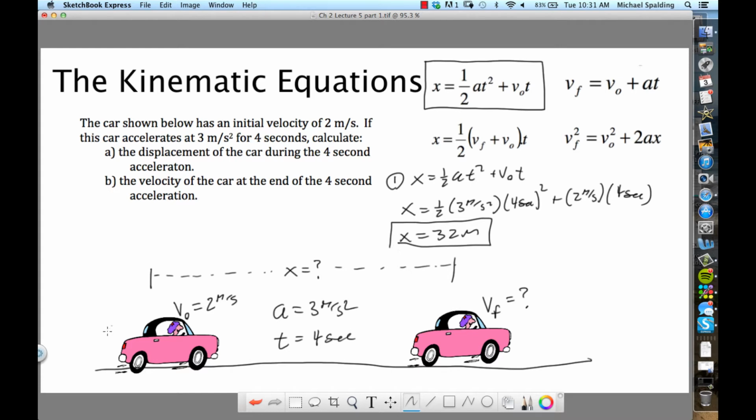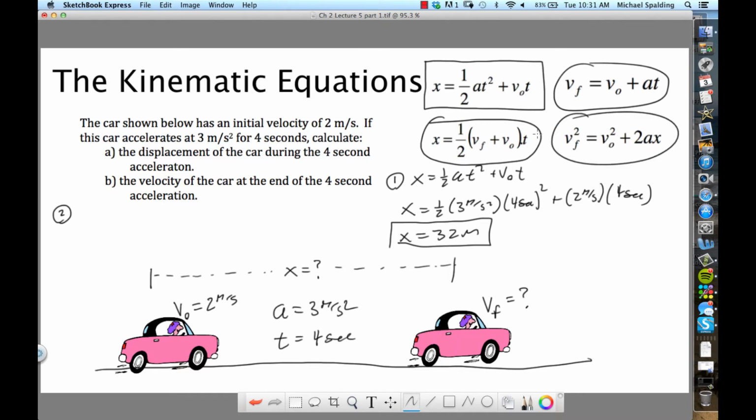Okay, second question. I'll do it over here. The velocity of the car at the end of the 4-second interval. All right. Now at this point, you could use 3 of the 4. Could you use this equation to find v final? Yeah. You could use 3 of the 4. I think the easiest one is this guy here: vf equals v initial plus at.